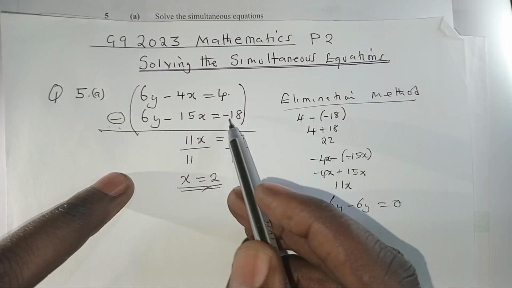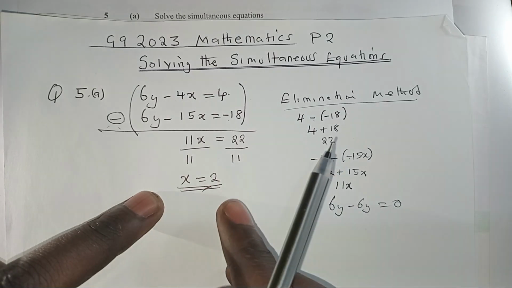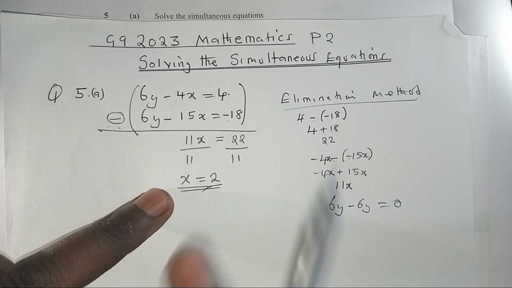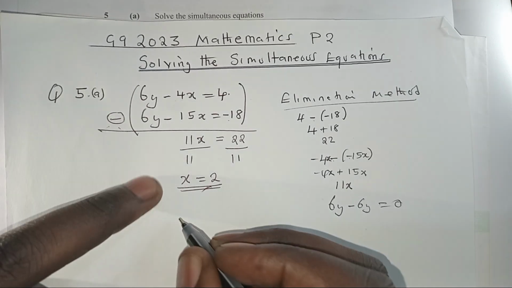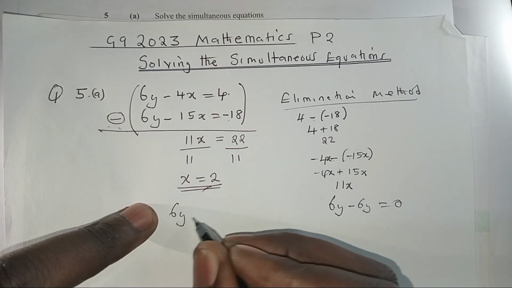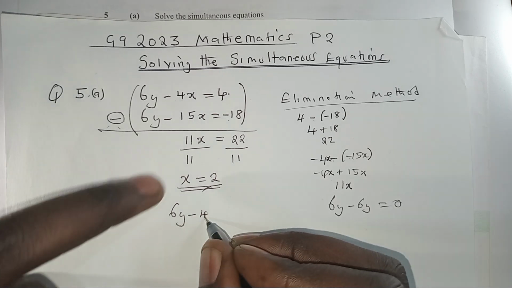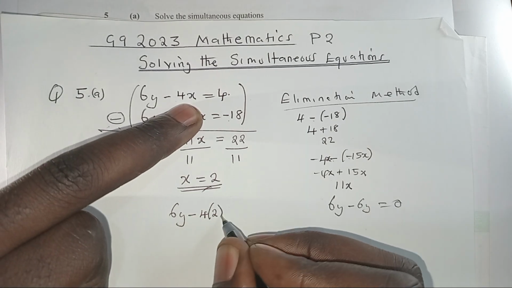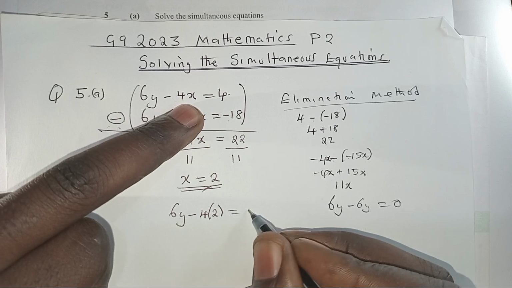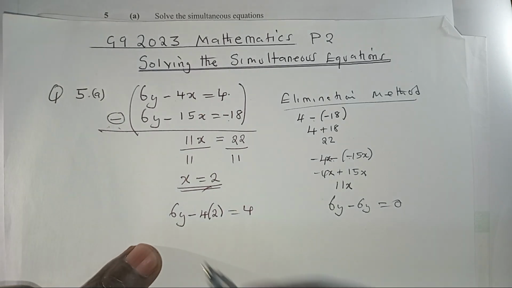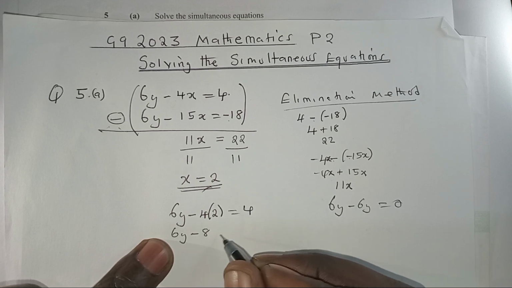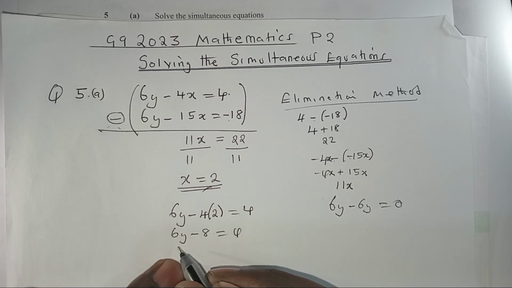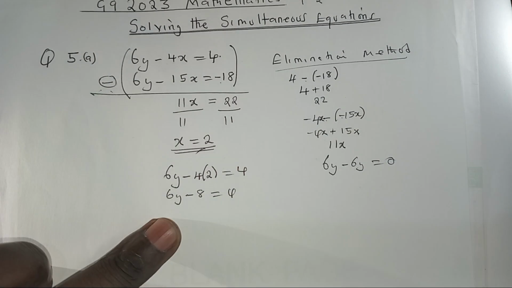We can just pick any of these equations and then substitute for x. Where we have x, we shall put 2. I'm going to use equation 1. You can use any of these, there is no problem. So 6y minus 4, where there is x I'm going to substitute 2, is equal to 4. From there, we can simplify. We have 6y, and when we multiply negative 4 by 2, it's going to give us negative 8, equal to 4.